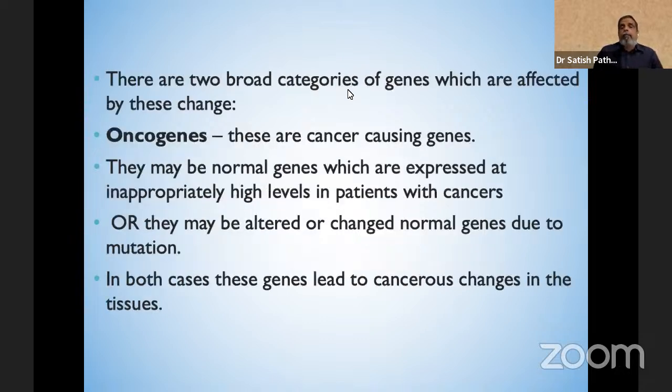Now, there are two broad categories of genes which are affected by these changes. Oncogenes, these are the cancer-causing genes. They may be normal genes which are expressed at inappropriately high levels in patients with cancer, or they may be normal genes altered due to mutation. In both cases, these genes lead to cancerous changes in the tissue. Now, if this programming gets changed, then these oncogenes also get changed. And when oncogenes start acting on the cell, governing its function, abnormal cells are produced, and that's why they are called oncogenes.